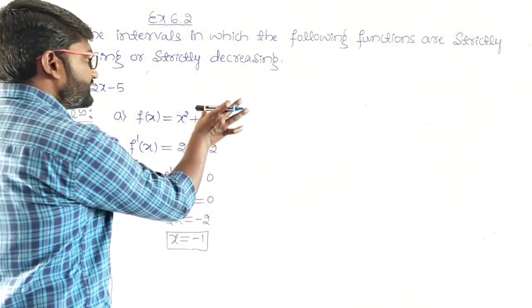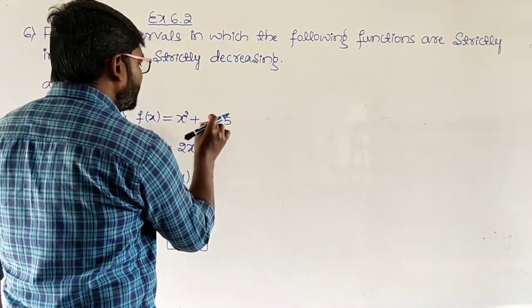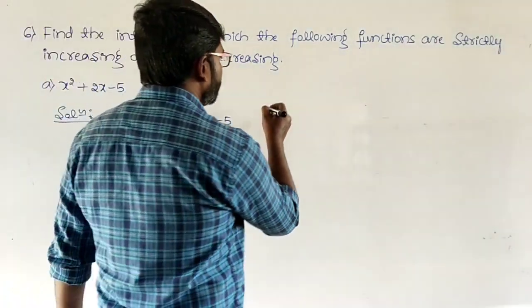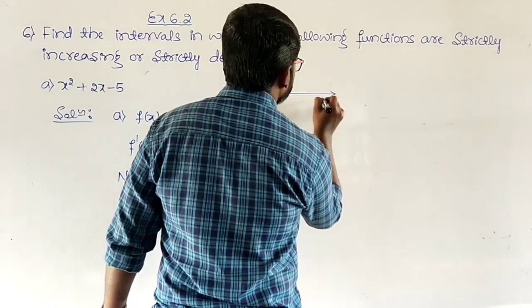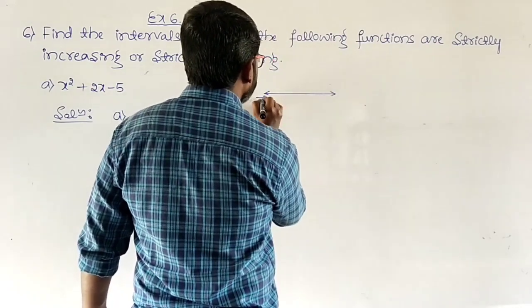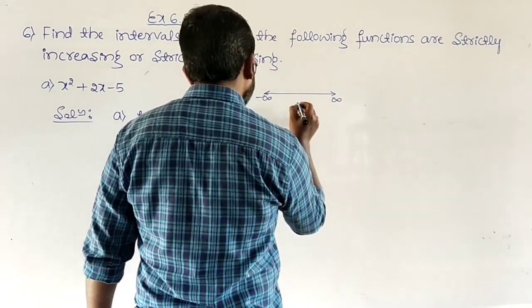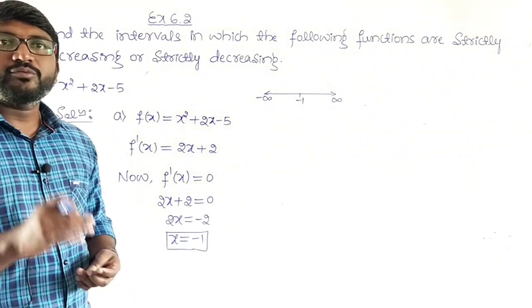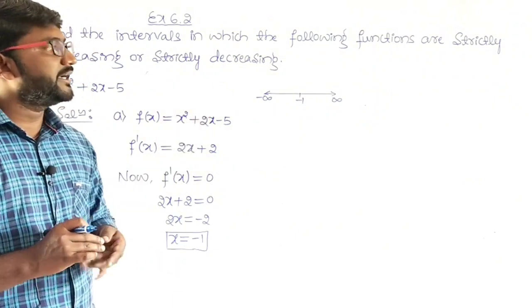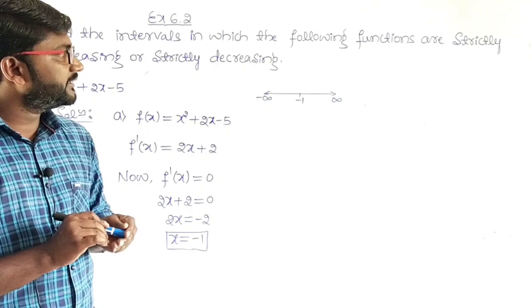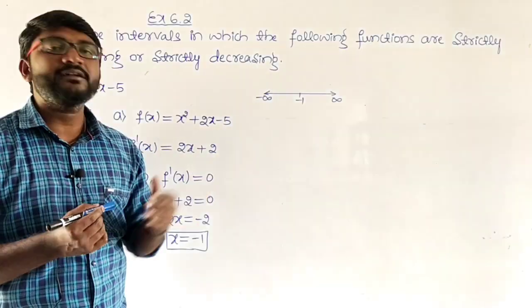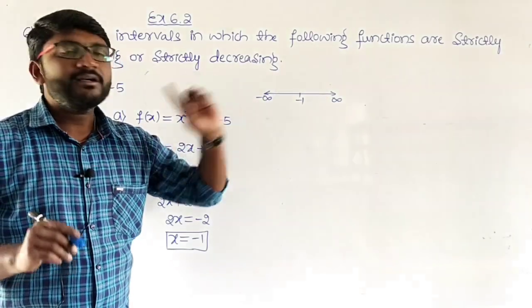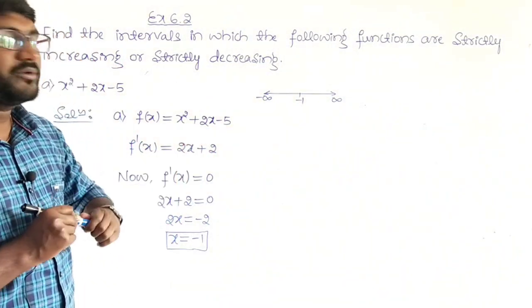This x equal to minus 1 divides the number line into 2 disjoint intervals. Is that clear? So now, this is minus infinity, this is plus infinity, in between we have minus 1. So the point x equal to minus 1 divides the number line into 2 disjoint intervals, and the intervals are minus infinity comma minus 1 open interval, and then another open interval, minus 1 comma infinity.